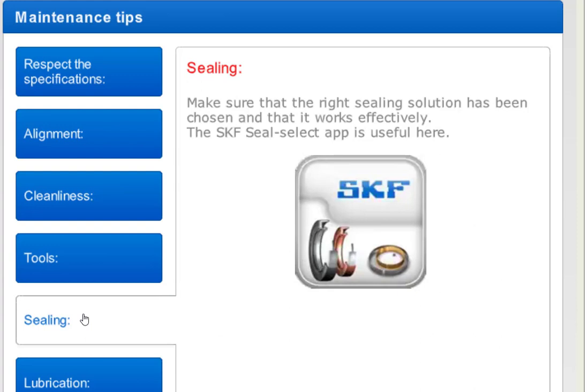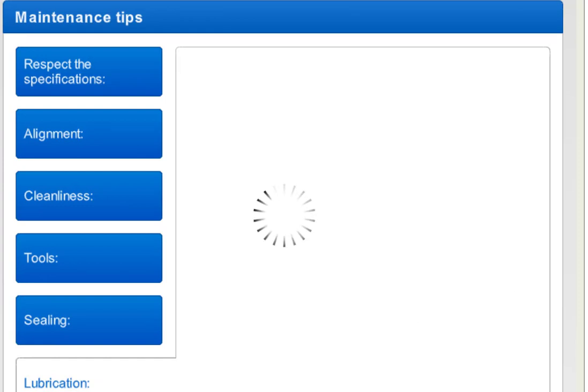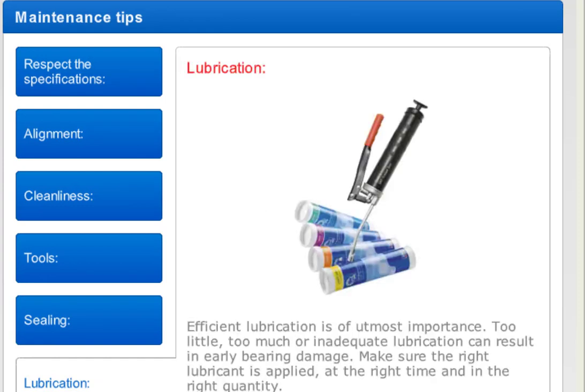Make sure that the right sealing solution has been chosen and that it works effectively. Too little, too much, or inadequate lubrication can result in early bearing damage. Make sure that the right lubricant is applied at the right time and in the right quantity.